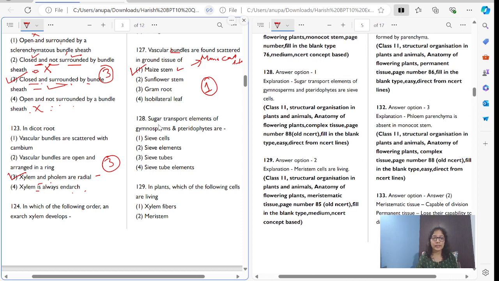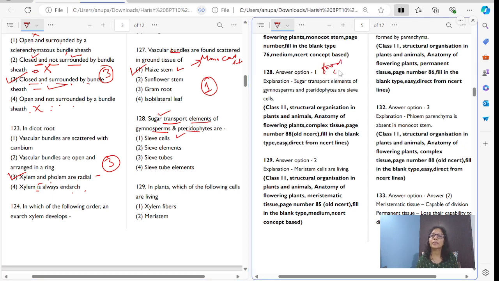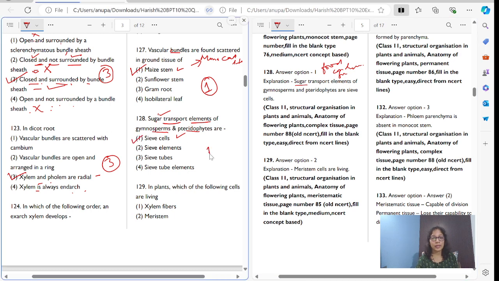Question number 128 states that sugar transport elements of gymnosperms and pteridophytes. We have to find out the element which transports sugar. So we know that sieve cells are food conducting cells. They conduct food, and sugar is the food. Hence, the answer for this question will be option number 1, that is sieve cells. Sugar transport elements of gymnosperms and pteridophytes are sieve cells.